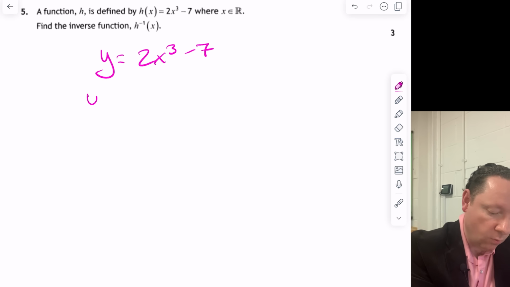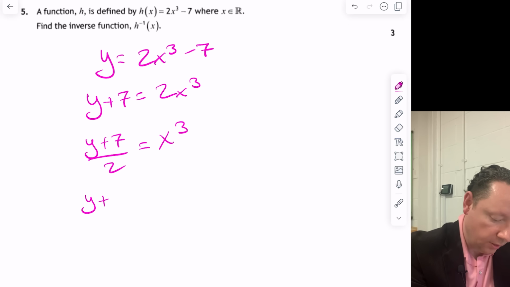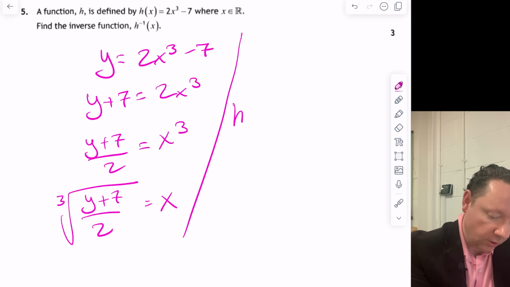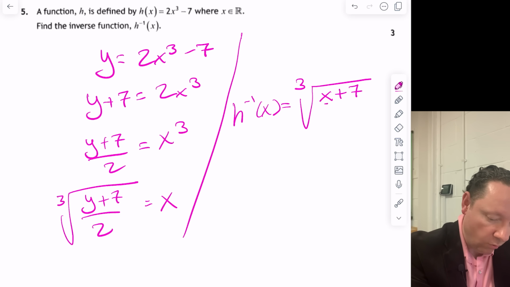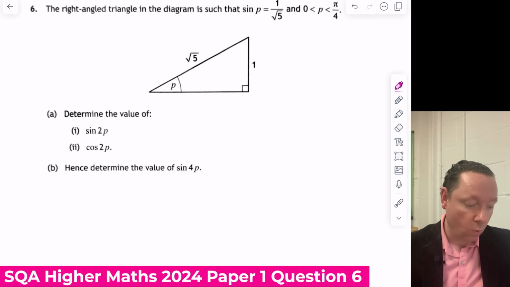Make x the subject. y plus 7 is 2x cubed. y plus 7 over 2 is x cubed then. So the cube root of y plus 7 over 2 equals x. But don't switch them back. So you just now straight away go into the inverse function. Inverse function of x equals, now switch back, the cube root of x plus 7 over 2. And we're done there.